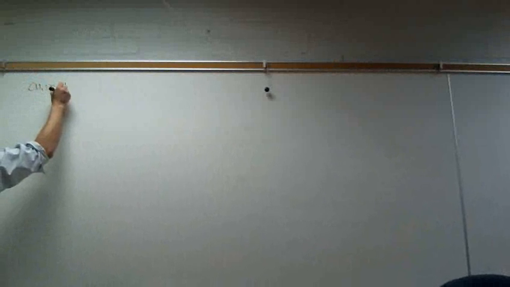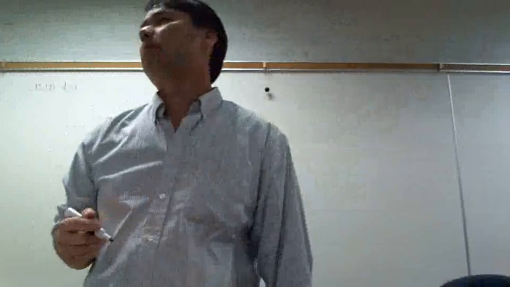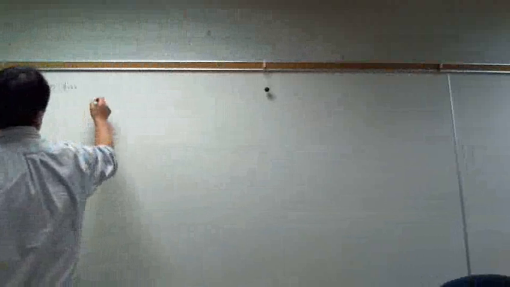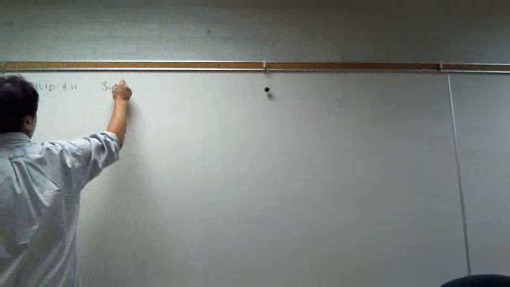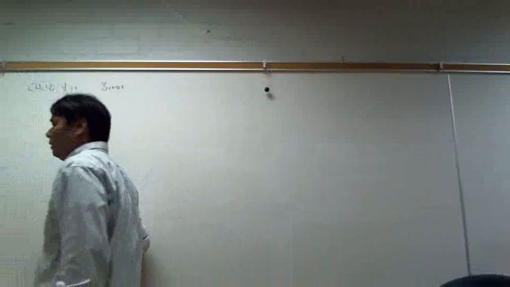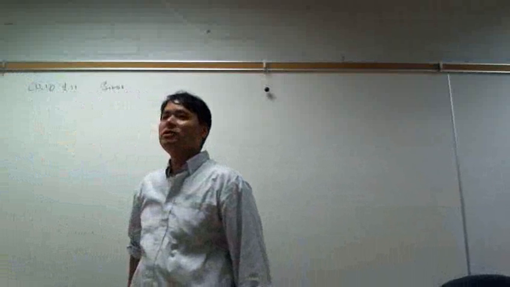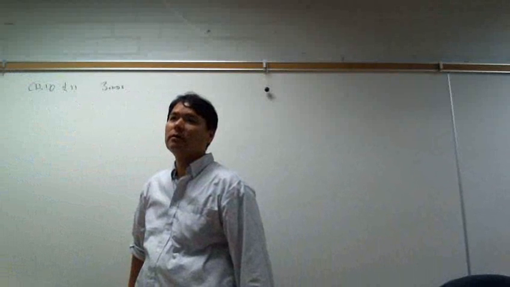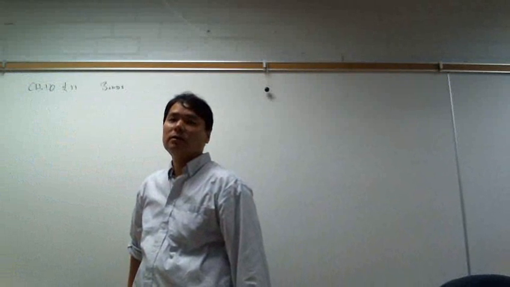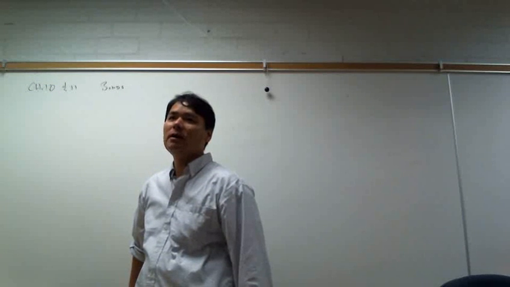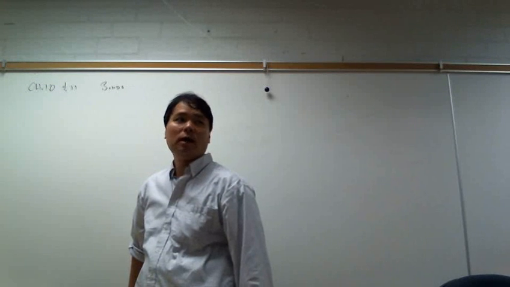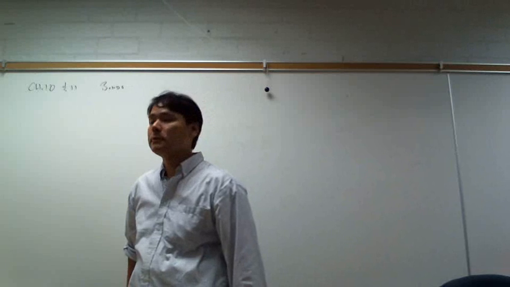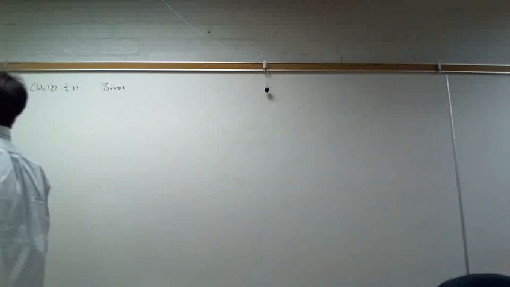All right, so chapters 10 and 11. We're looking at bonding. And so what types of bonds do you already know? Covalent bonds, polar covalent bonds, metallic bonds, ionic bonds, right? Hydrogen bonds. All right.